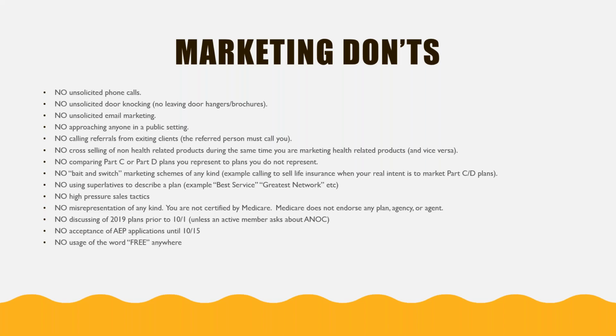Couple of other ones, no discussing of 2019 plans prior to October 1st, unless an active member asks you about the ANOC. And ANOC is the annual notice of change. So you can't say to somebody, you know what, the plans are going to be looking a little bit better for next year. Let's start talking about them now. It's only September the 6th. The answer is no, you can't. No acceptance of annual election period applications until October the 15th. So on October the 1st, you can begin dialogue. October the 15th, you can begin accepting applications.